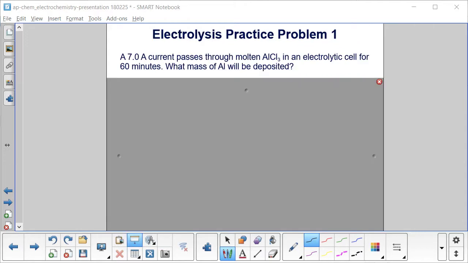So let's walk through an electrolysis practice problem. A 7 amp current passes through molten aluminum chloride in an electrolytic cell for 60 minutes. What mass of aluminum will be deposited?